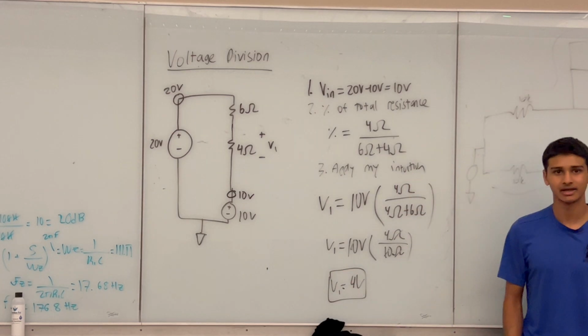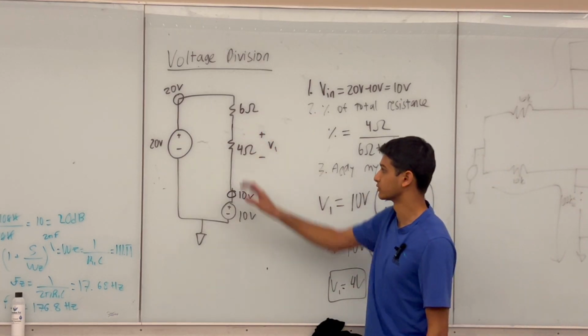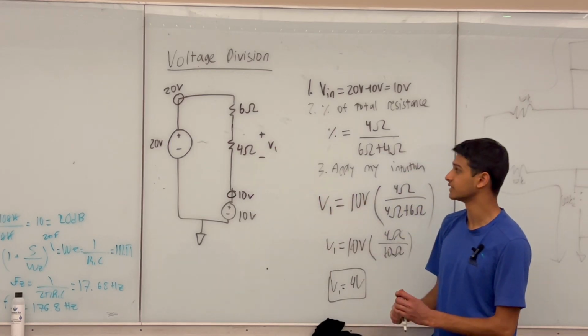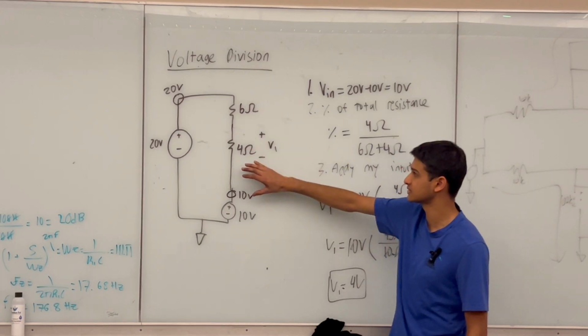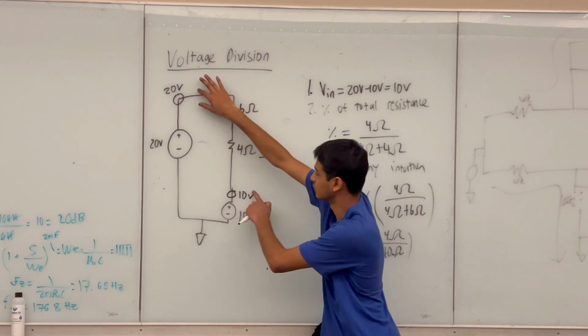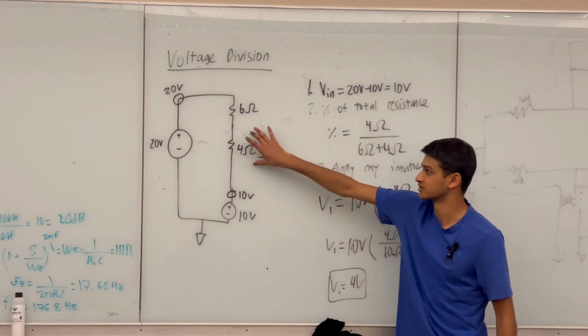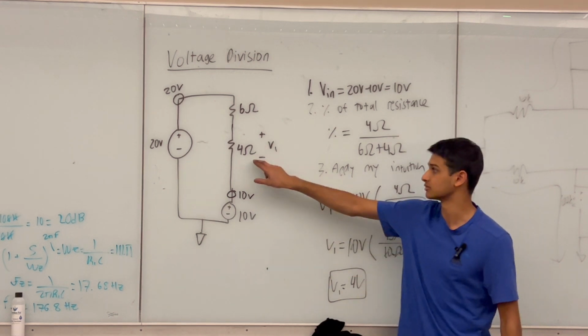And so even though I had two resistors in parallel, since I was able to simplify them to one resistor that had the same voltage across it, I could find the percentage that that resistor takes up out of the total resistance, multiply that by the voltage applied, and get the V1 that I wanted, which is the voltage across that parallel combination, which is the same as the V1 here.